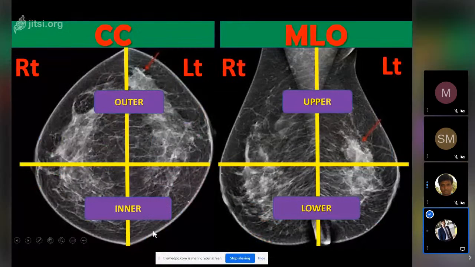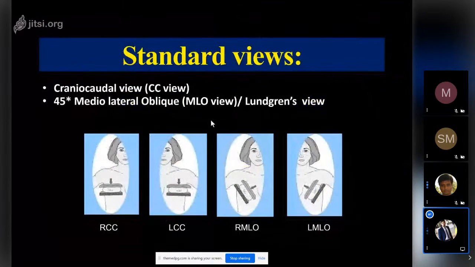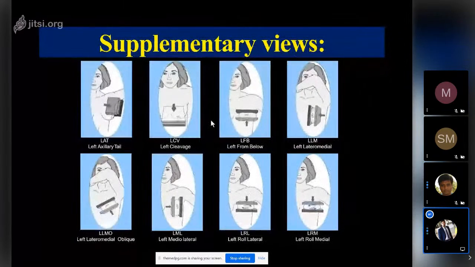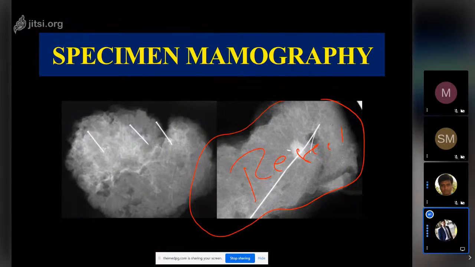Okay, now these are the standard views. The craniocaudal and the mediolateral oblique are the standard views. Then various other views we can give: the cleavage view, the axillary tail view, the oblique and the rotatory views. All that's not important. What is important here is, if you see this image, we can see some specimen. It looks like a resected specimen. This specimen is a post-operative specimen in which we have kept a needle here.